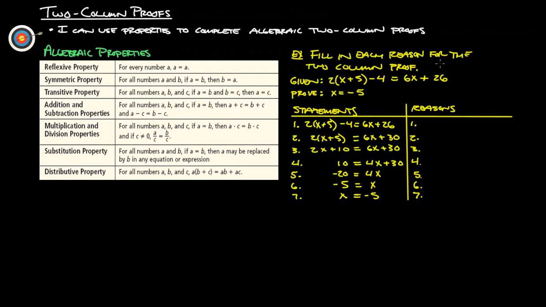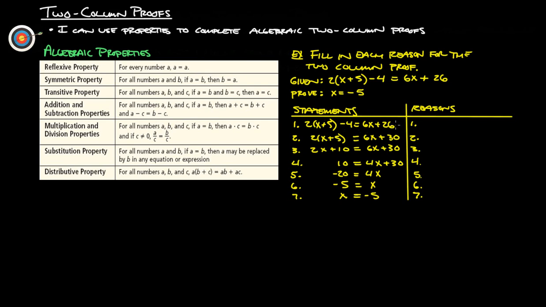Fill in each reason for the two-column proof. We have the given, which is 2 times the quantity x plus 5, and then minus 4 equals 6x plus 26. Prove that x equals negative 5. Pretty much all the time with these proofs, we're going to always start with our given. Always, probably about 95%.